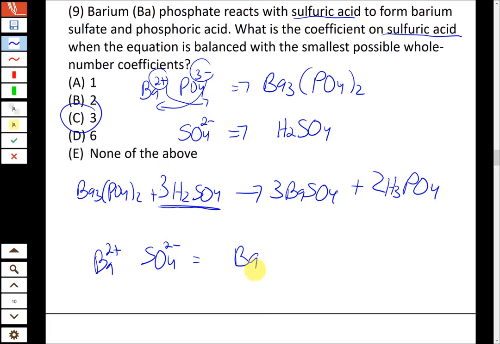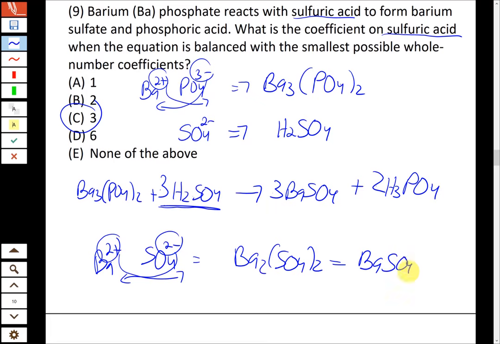If you use the approach of crossing those charges and making them the subscripts, and it's not a bad approach, you get Ba2(SO4)2. But remember, for ionic compounds, we always want to write them as the smallest ratio. So instead of writing it as 2 and 2, you write it as just one of each, BaSO4. And it wouldn't be wrong to put the SO4 in parentheses if you wanted to. That's not going to matter. It's fine, but you don't have to if it's just one of those ions in the formula.